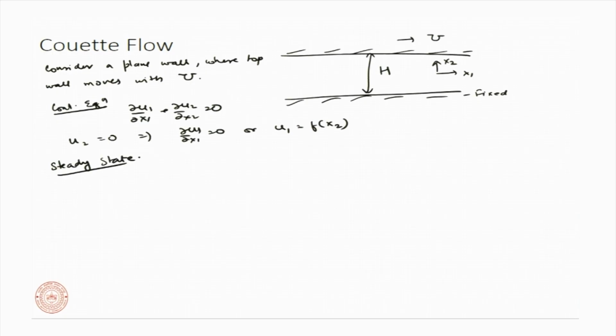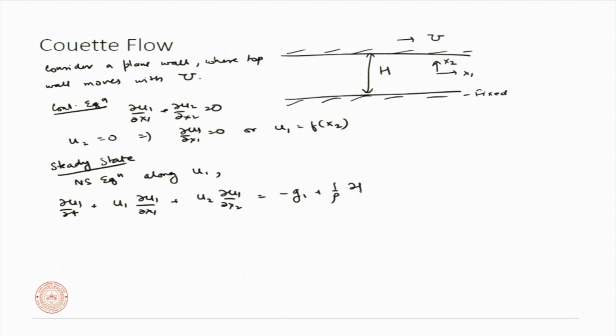Therefore, there is no time dependence. Now, let us take a look at the NS equation along the u1 component. So, that will be del u1 by del t plus u1 del u1 by del x1 plus u2 del u1 by del x2, ignore the third direction for now, is equal to minus g1 plus 1 by rho del p by del x1 plus nu times del square u1 by del x1 square plus del square u1 by del x2 square.